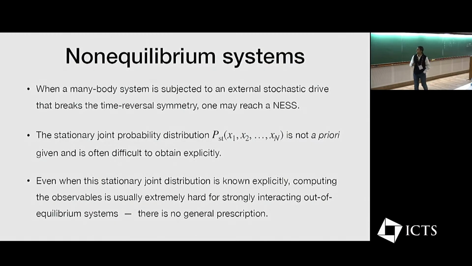If you go to non-equilibrium systems, it's even harder because often you don't even know how to calculate this joint distribution. Unlike in equilibrium, this joint distribution is not a priori given. And in some cases, even if you know the joint distribution, the calculation of these kinds of observables is rather difficult, because there is no general prescription for doing this kind of calculation.